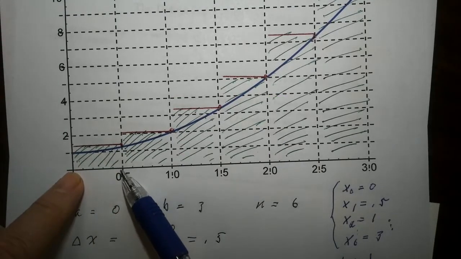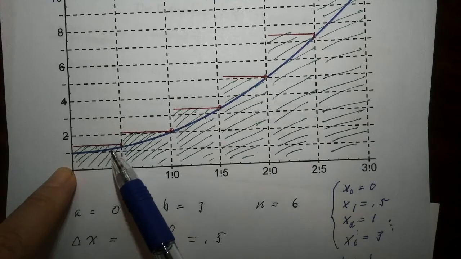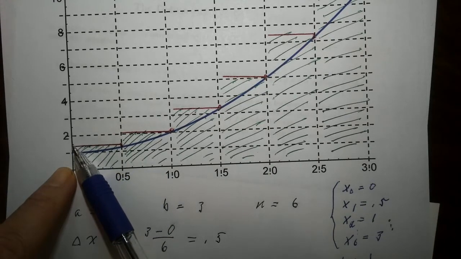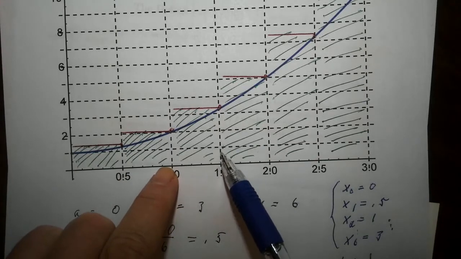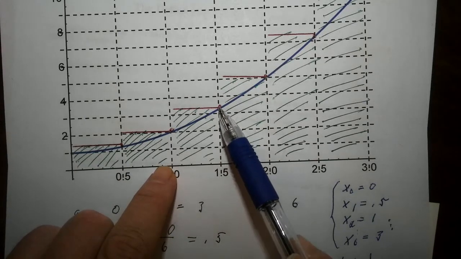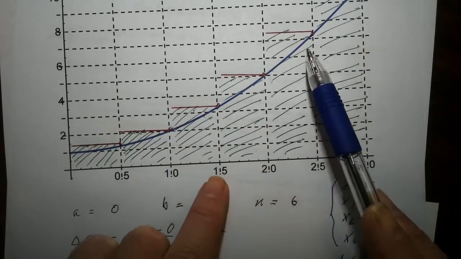The way I get the height of each rectangle is I look at the subinterval, I start at the right-hand endpoint, I go up to the graph, and I draw a segment to the left. That's going to be the height. So let's say I look at that subinterval. I start at the right-hand endpoint, go up to the graph, and then draw a segment to the left. So on and so forth.